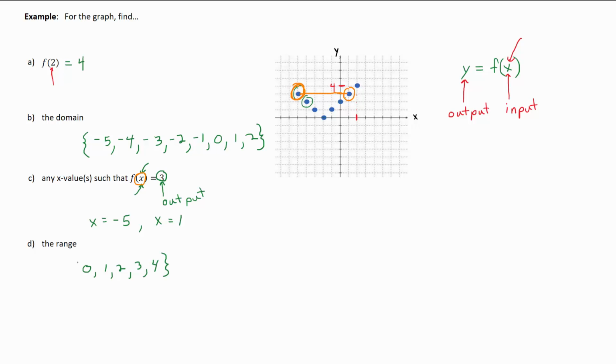We'll use set notation for that. So curly brackets on the end. Separate those entries in the set by commas. And you're done.